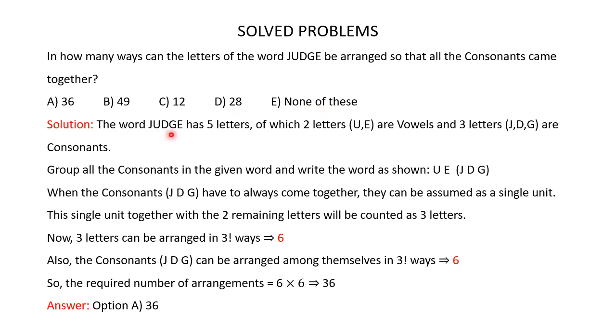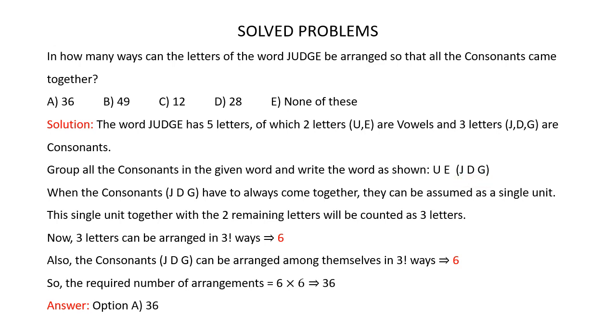The word judge has 5 letters, of which 2 letters, U and E, are vowels and 3 letters, J, D, G, are consonants. Now group all the consonants in the given word and write the word like this. Now when the consonants J, D, G have to always come together, they can be assumed as a single unit.